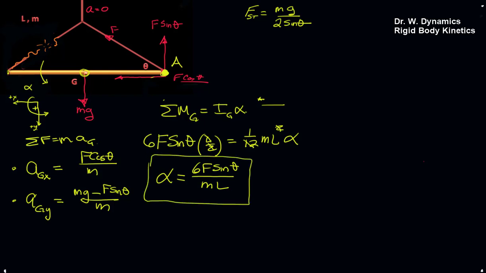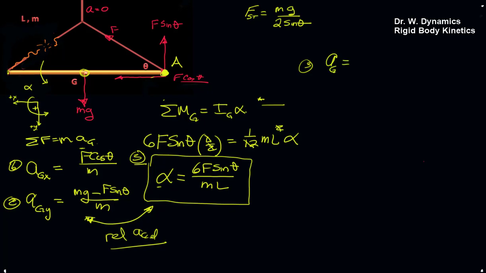So now we've got three equations and a family of unknowns here. We don't know F, we don't know alpha, so we need to mix these together, and we know that the relationship between these is through a relative acceleration equation. So step 3 then will be to write the acceleration of G is the acceleration of A plus the acceleration of G with respect to A, done vectorially.